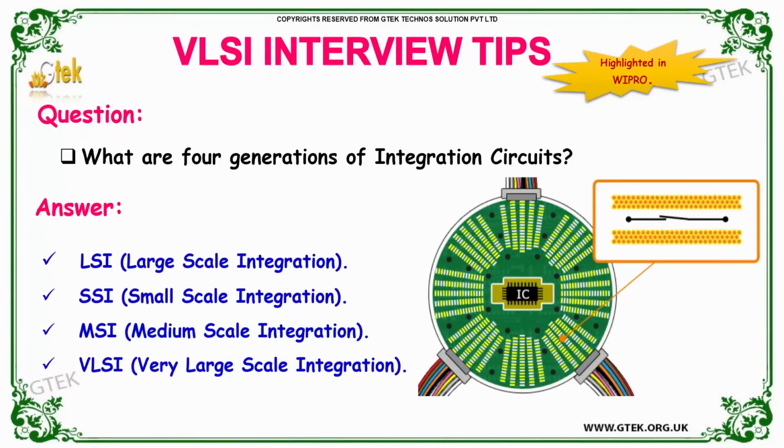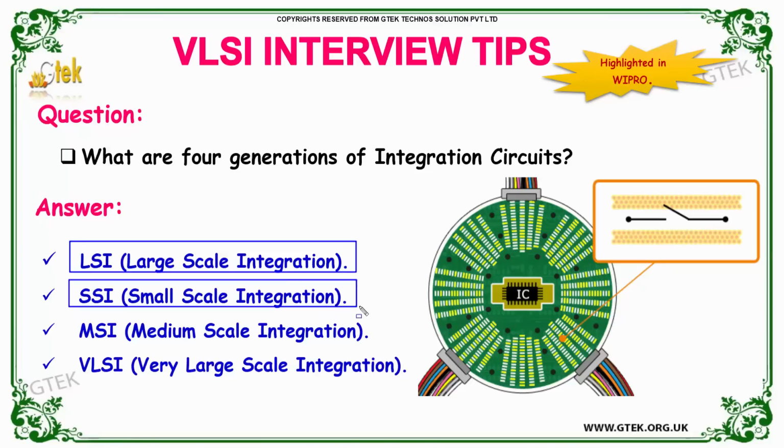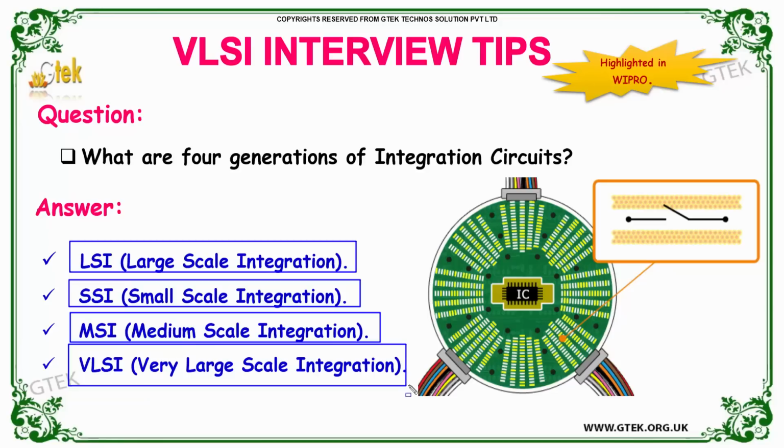So the first question is as follows. What are the 4 generations of integrated circuits? So we have the answers over here. The 4 generations of integration circuits are SSI, that is small scale integration, MSI, that is medium scale integration, LSI, that is large scale integration, and the final one as VLSI, that is very large scale integration.